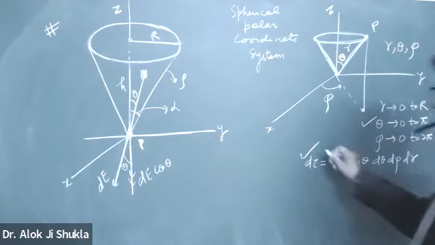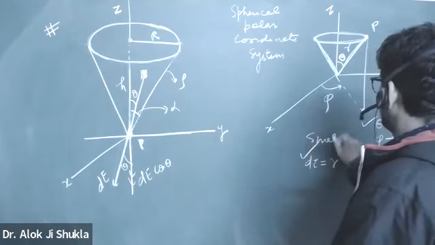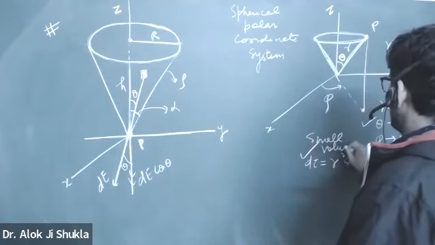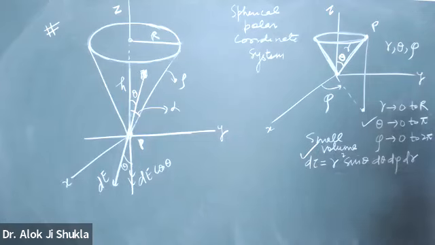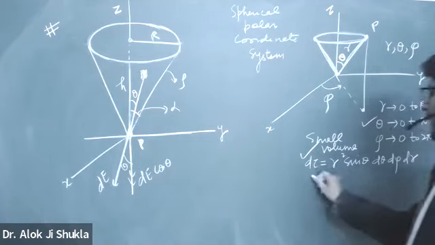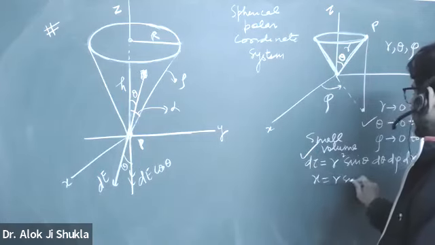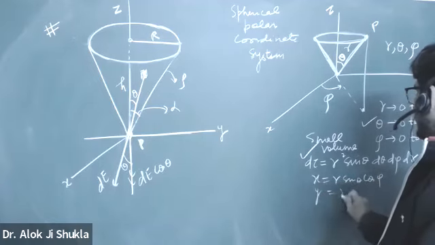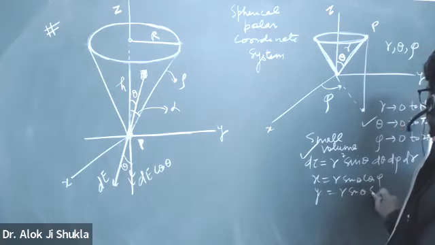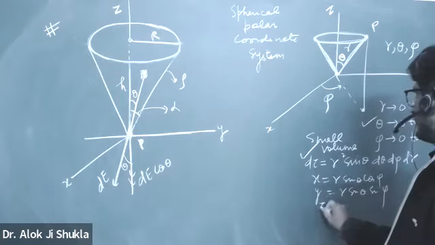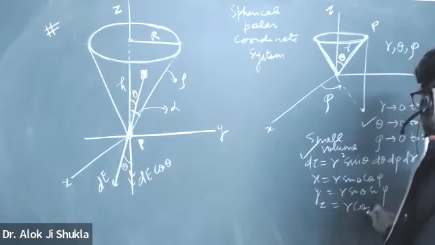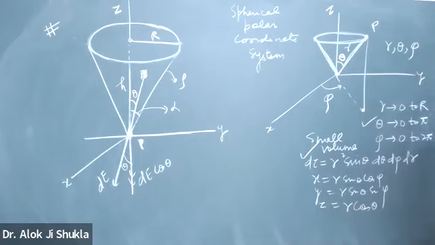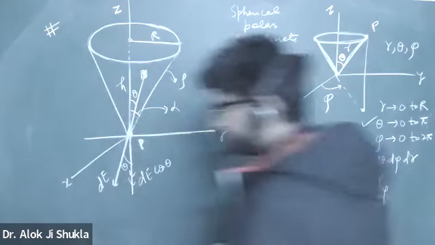ये नोट कर लेना सब लोग. स्मॉल वॉल्यूम, ये बार बार यूज होगा. Small volume and this is spherical polar coordinate system. जो x होता है इसमें वो होता है r sin थीटा cos फाई. जो y होता है वो होता है r sin थीटा sin फाई. और जो z होता है वो होता है r cos थीटा. ओके, सो ये हटा देता हूं. This I will be using.